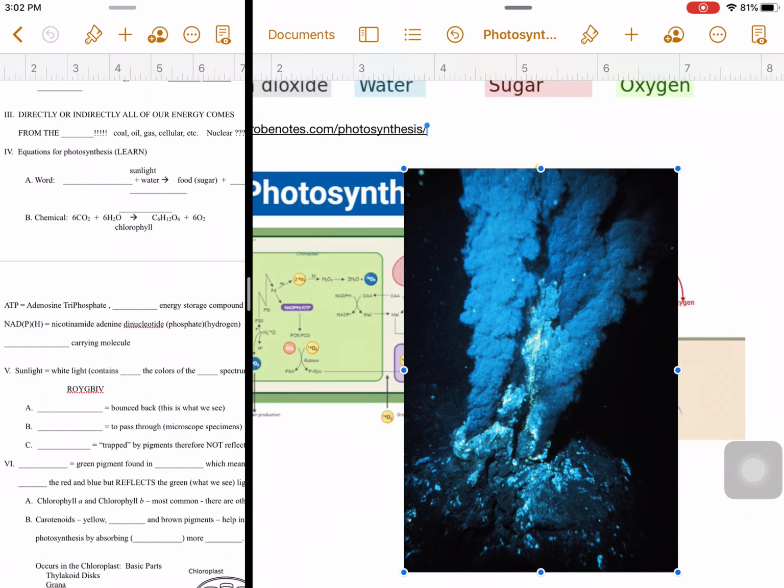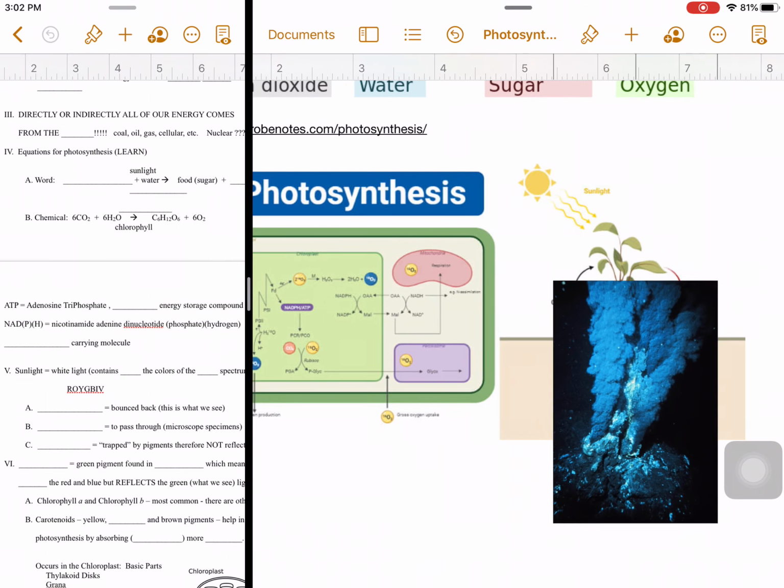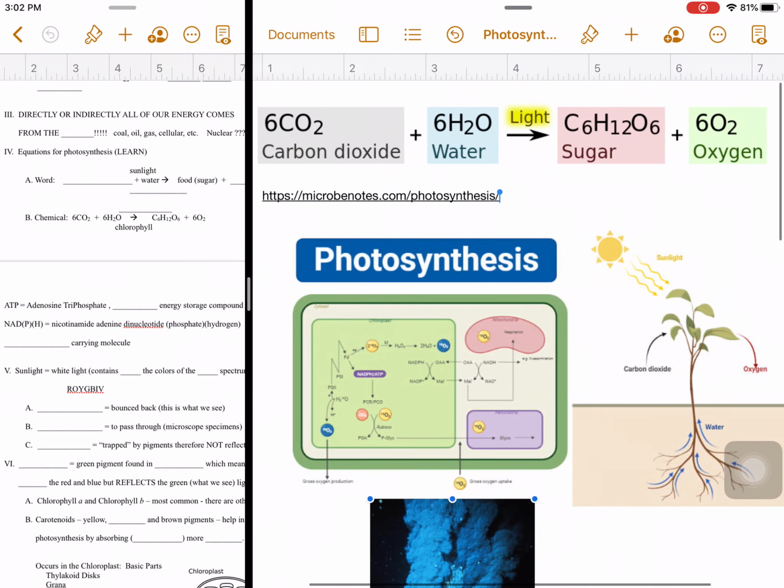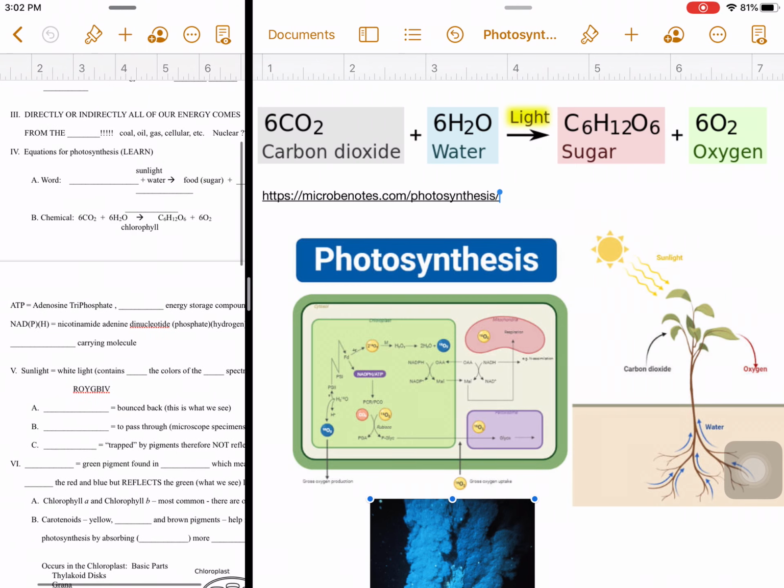So you have an equation that you need to learn for photosynthesis, and I've got it in picture form over on the side here as well. In word form, it is carbon dioxide plus water in the presence of sunlight and with chlorophyll, is that bottom blank. Sunlight reacts with the chlorophyll, and it yields food, which is sugar, and oxygen.